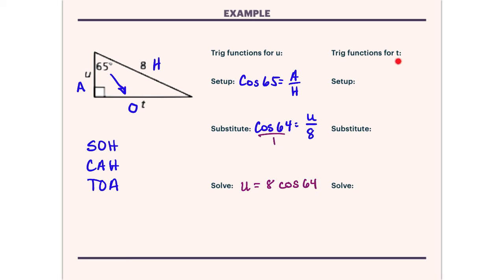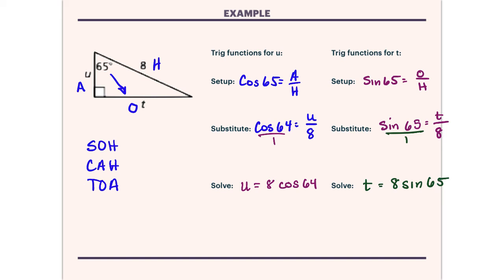Let's find side t. T is opposite, and I know hypotenuse. So opposite and hypotenuse, I want the sine function. So I'll go sine of 65 equals opposite over hypotenuse. So sine of 65 equals t over 8. Put it over 1. 1 times t is t, and then 8 times the sine of 65.